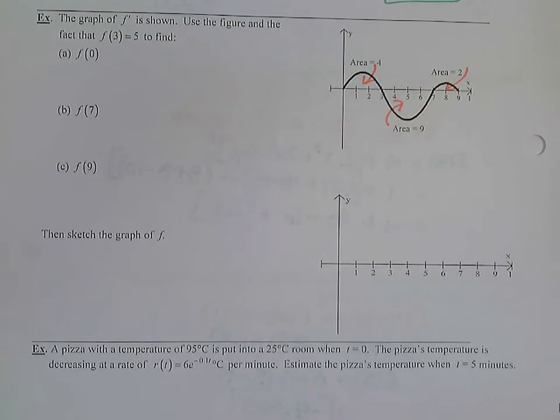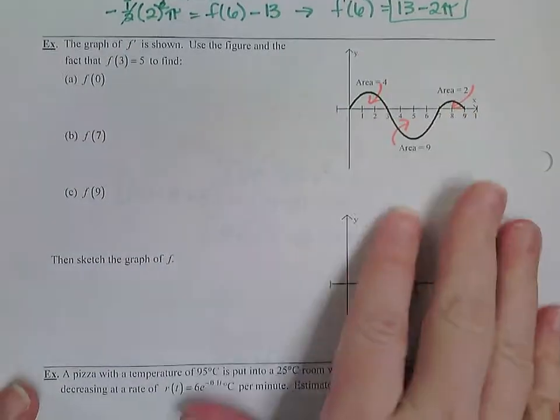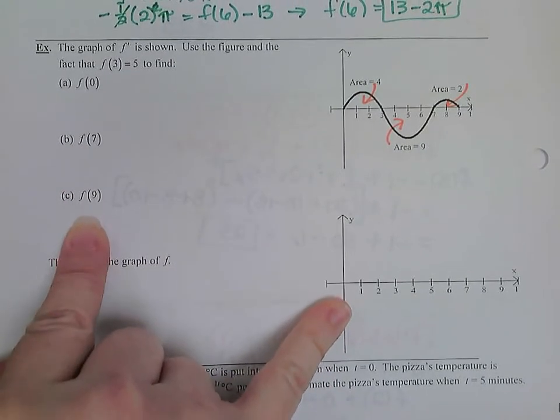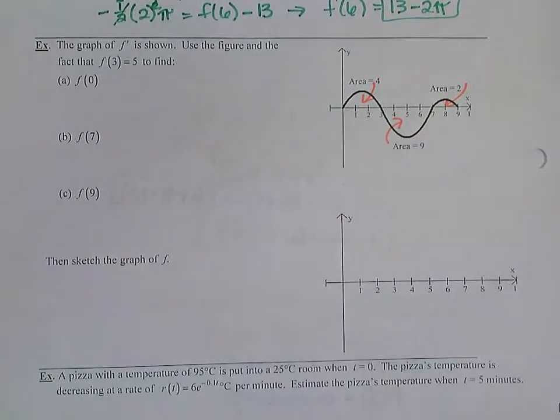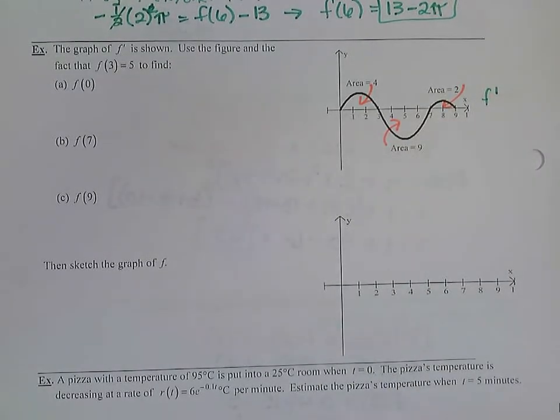Okay. So I left you guys yesterday with this problem to try. We were going to evaluate f of 0, f of 7, and f of 9. This is the graph of f prime. And so what we're going to do is use that and the fact that f of 3 is equal to 5 to evaluate those function values.